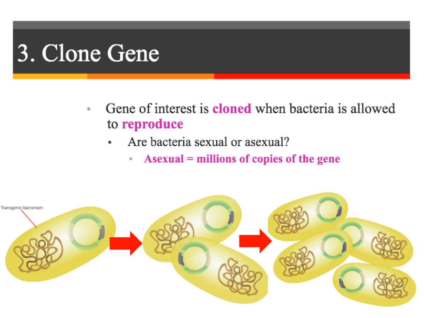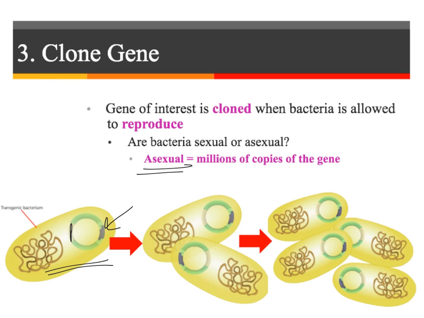All right, step 3 is to clone the gene. Literally, this just means to allow the bacteria to reproduce. Remember, bacteria reproduce asexually, and it occurs very, very quickly, so you're making millions of copies of this gene. So this is our original bacteria. It has its normal bacterial chromosome. It has the plasmid with our gene of interest, and you'll notice there's another little section in there. I'll talk about that in the next slide.